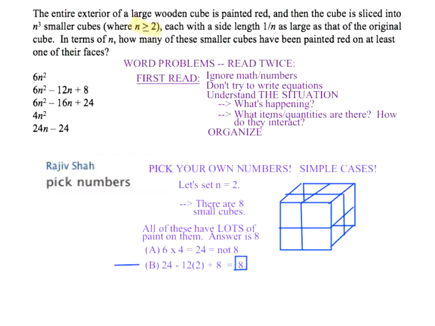C is 24 minus 16 times 2 plus 24. So that's not 6, that's 16, that's not 8. D is 4 times 4, which is 16 again, which is not 8. And E is 48 minus 24, which is not 8. Oh, look, we're done. Legit. If you don't like the idea of 2 for n, then you can pick 3. In the case of 3, you have all the cubes painted except for the one that's right in the middle.